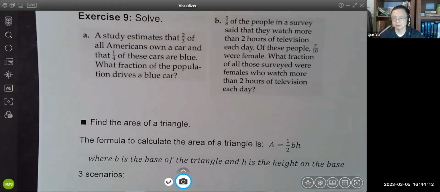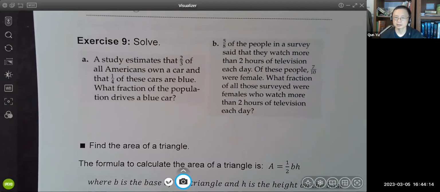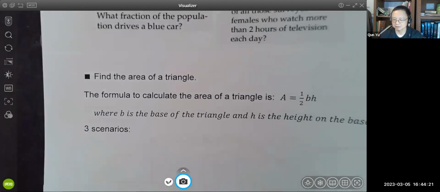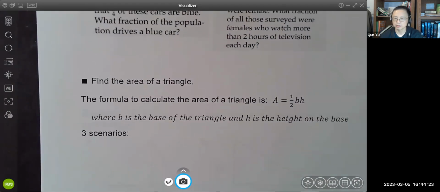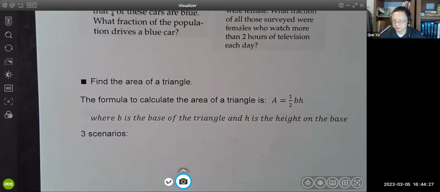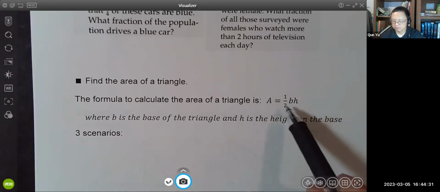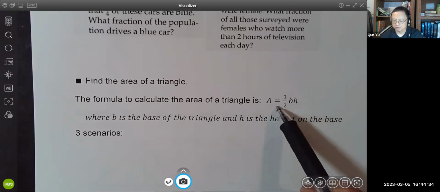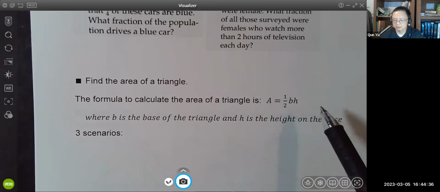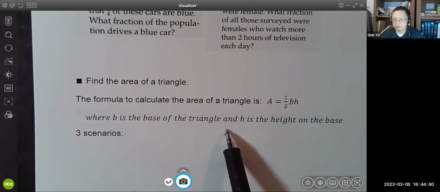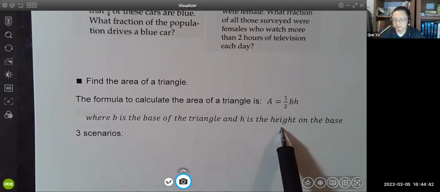Now, more exercises, exercise number 9. Now, let's look at the area of a triangle. These are all applications involving multiplying fractions. And the formula to calculate the area of a triangle is given by area equals half times base times height. Base can be any side of the triangle, and h is the height on the base.